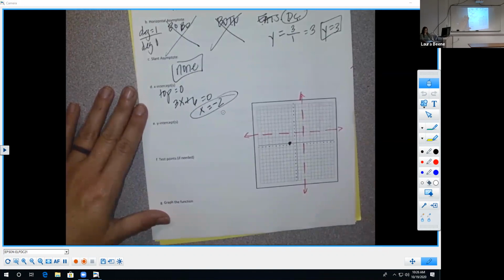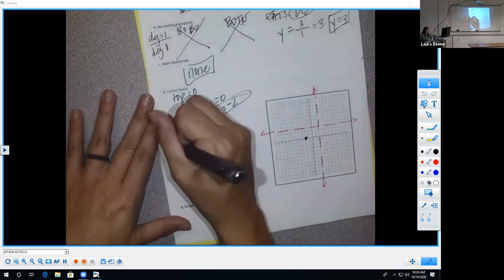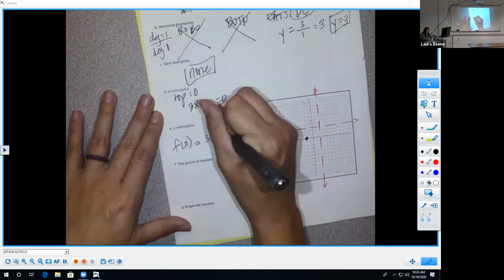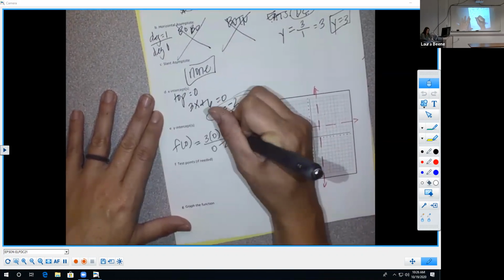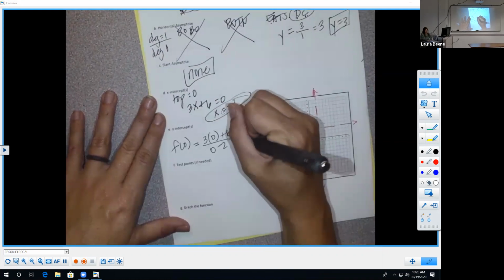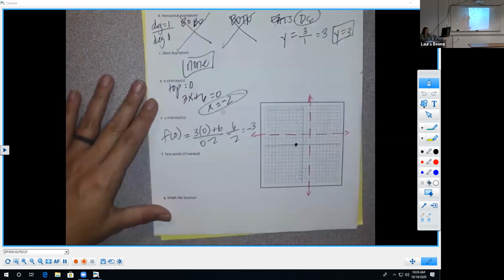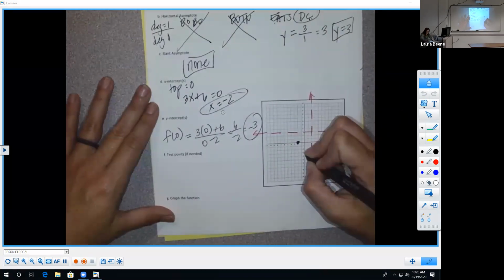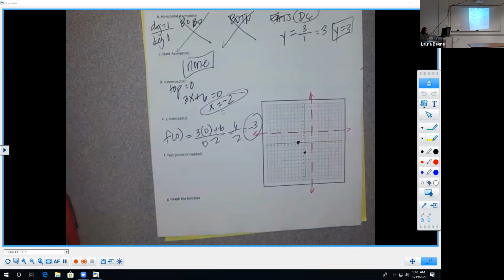Y-intercept, how do you find a y-intercept? Plug in 0 for x, solve for y. 3 times 0 plus 6 over 0 minus 2. That is 6 over negative 2, which is negative 3. So I have a y-intercept of negative 3. Let me plot that on my y-axis.